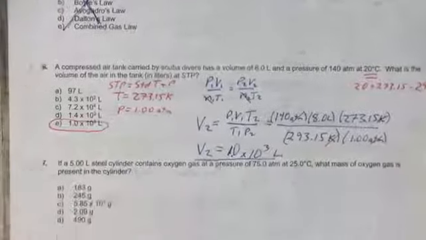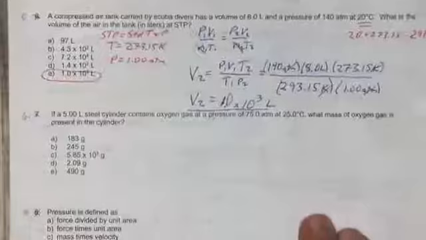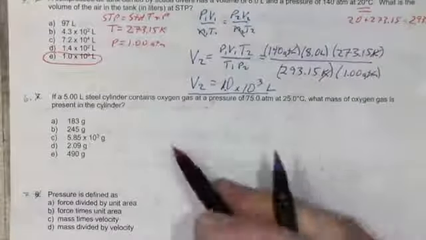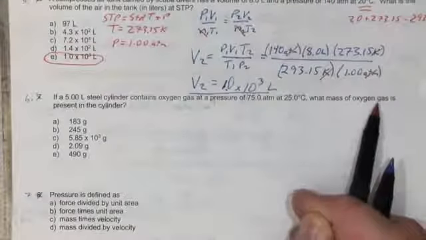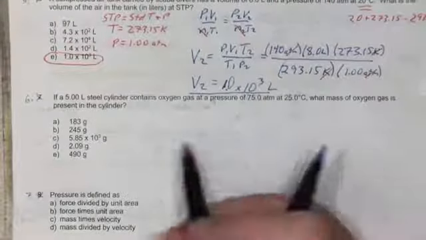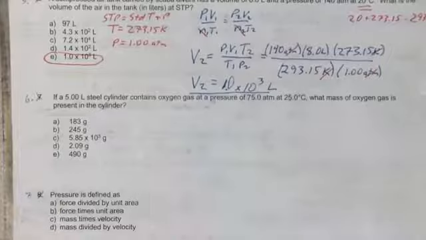Okay, let's go to the next question. You have a 5-liter steel cylinder, contains oxygen gas at this pressure and this temperature. What mass of oxygen gas is present in the cylinder? Now notice you have the volume. Let's list what all we have.